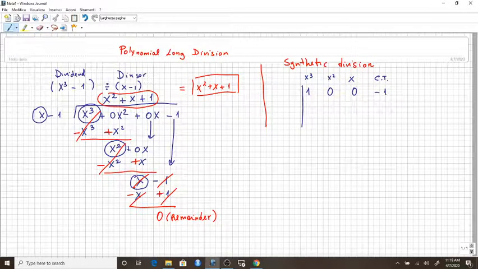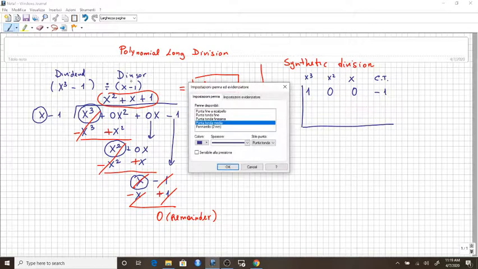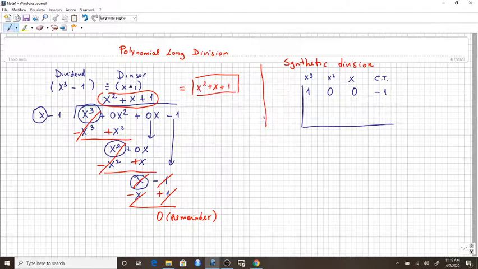So you draw the two bars, and here on the left hand side you are going to write the opposite of this number, which is negative 1. So let me show you what number I'm talking about. Take a look at the divisor. The divisor is x minus 1. So I'm going to write the opposite of this number. The opposite of negative 1 is positive 1. If I had an x plus 1, I would have written negative 1 instead. So we're going to write the opposite of this, which is 1. Okay? So this is what we do.